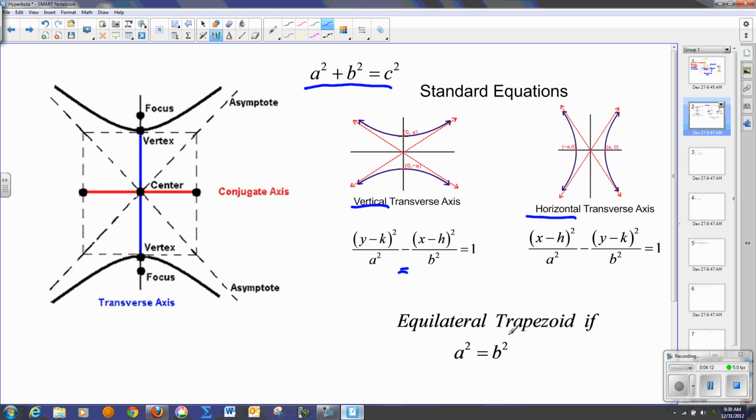A special kind of hyperbola is an equilateral hyperbola, if a squared is equal to b squared. Just some definitions.